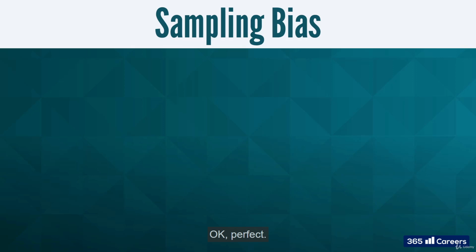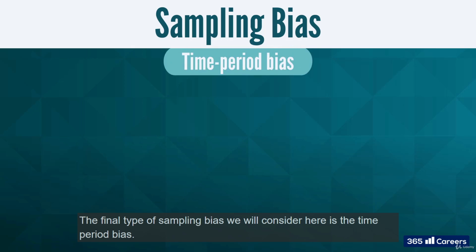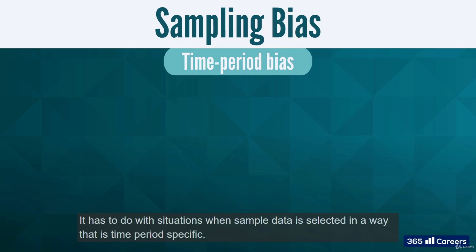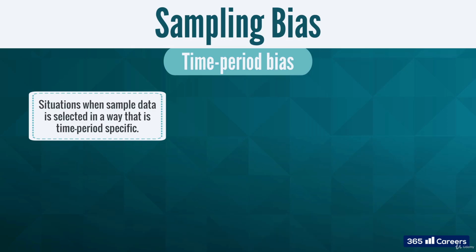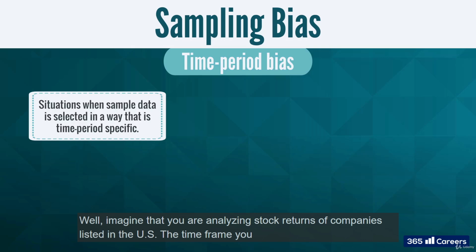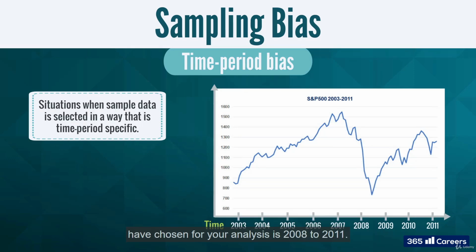Okay, perfect. The final type of sampling bias we will consider here is the time period bias. It has to do with situations when sample data is selected in a way that is time period specific. What do I mean by that? Well, imagine that you are analyzing stock returns of companies listed in the US. The time frame you have chosen for your analysis is 2008 to 2011.